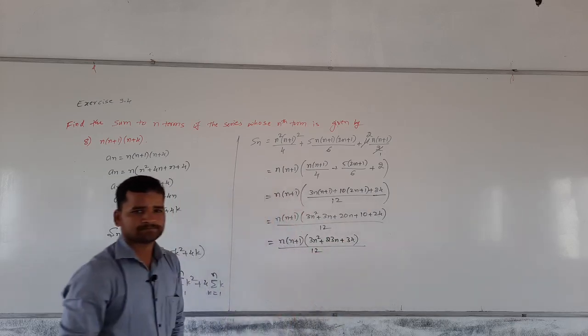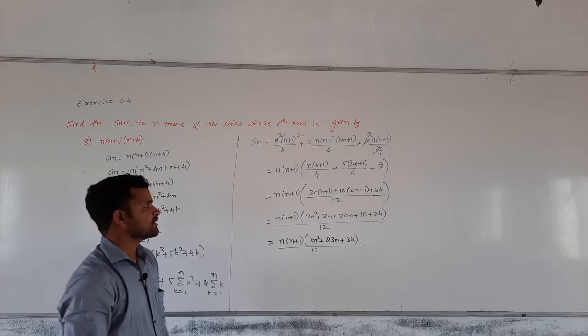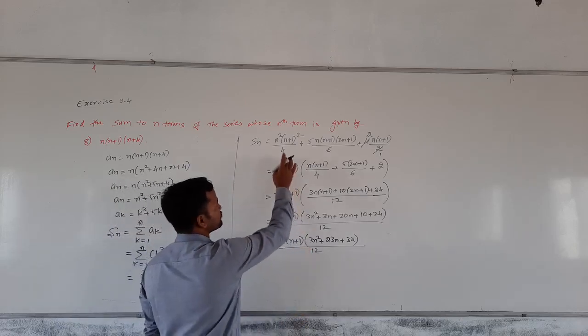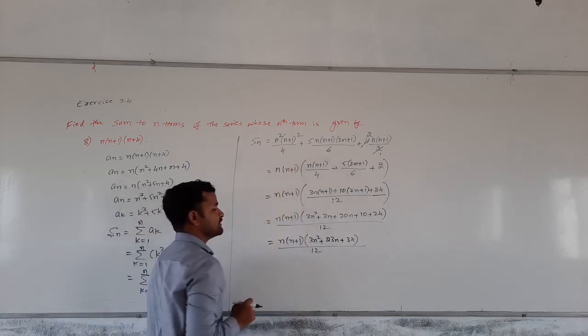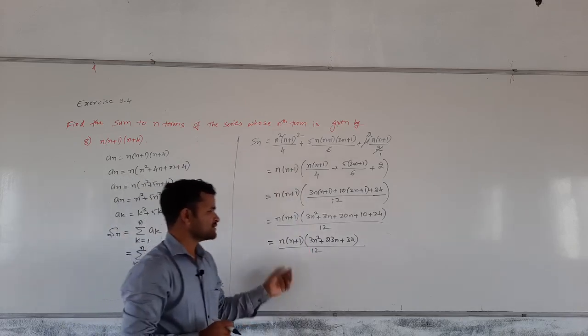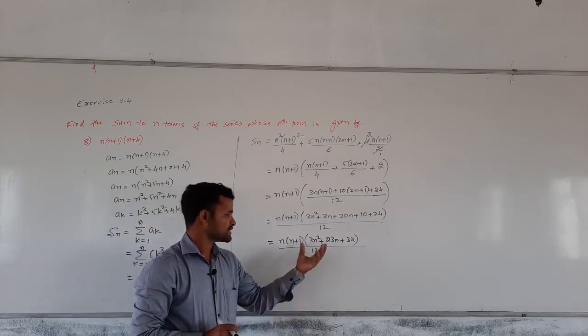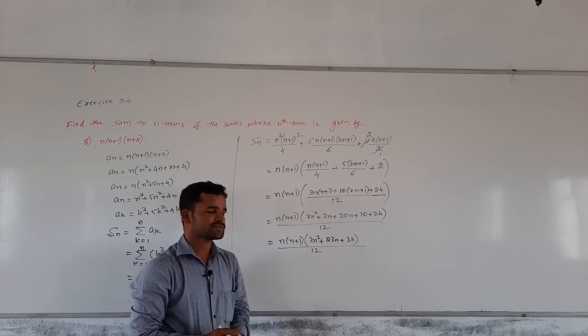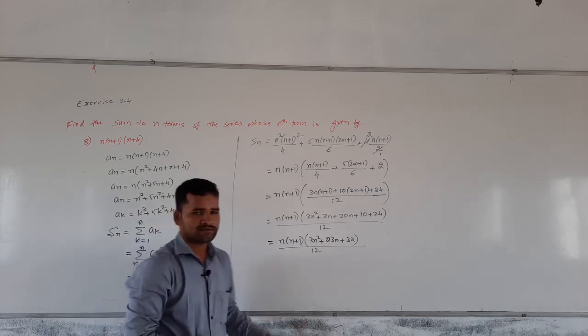You can leave it here. According to the scheme of evaluation, even if you write up to here you will get the full mark, but it is better you simplify up to this. If possible, you simplify this quadratic expression also, or better you leave it here, you will get the full mark.